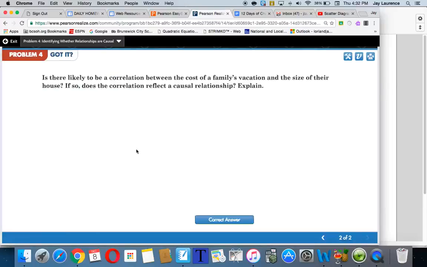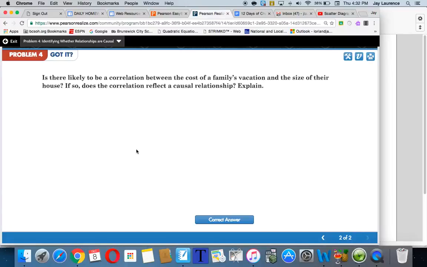All right, let's look at another one here. Is there likely to be a correlation between the cost of a family's vacation and the size of their house? If so, does the correlation reflect a causal relationship? Well, let's see. If you take expensive vacations, you probably have more money. And then does it become more likely that you have a bigger house? It's possible. I would say generally that's probably a true statement, right? Generally speaking. So if you spend more on the vacation, you tend to have a bigger house, okay?